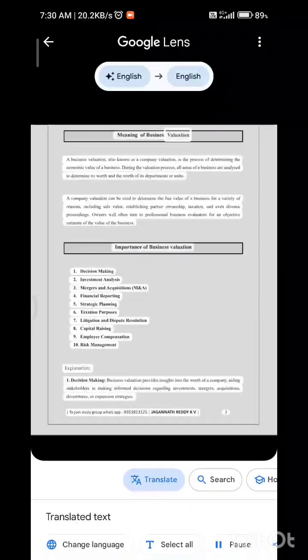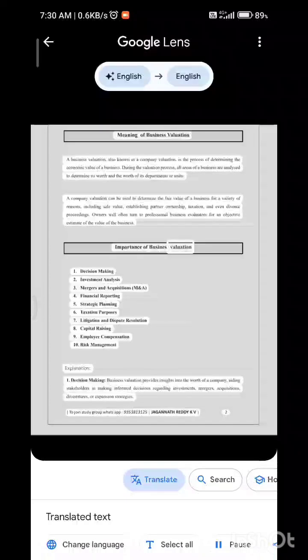Meaning of business valuation. A business valuation, also known as a company valuation, is the process of determining the economic value of a business. During the valuation process, all areas of a business are analyzed to determine its worth and the worth of its departments or units. A company valuation can be used to determine the fair value of a business for a variety of reasons, including sale value, establishing partner ownership, taxation, and even divorce proceedings. Owners will often turn to professional business evaluators for an objective estimate of the value of the business.